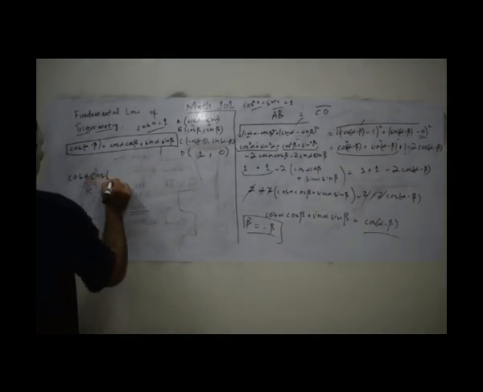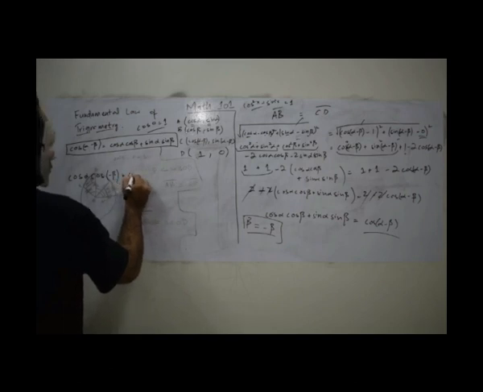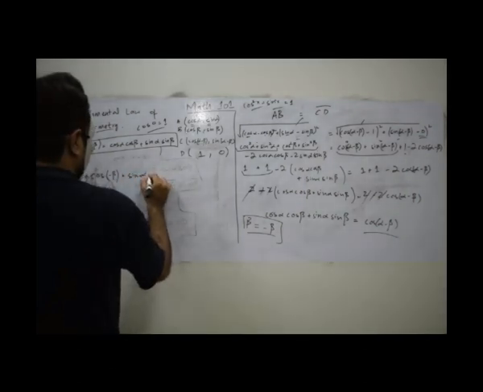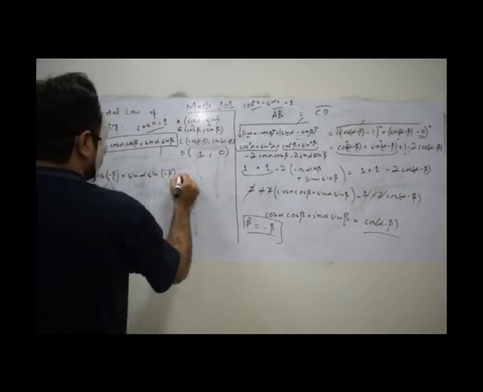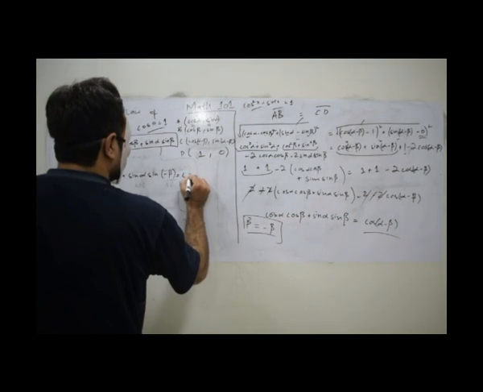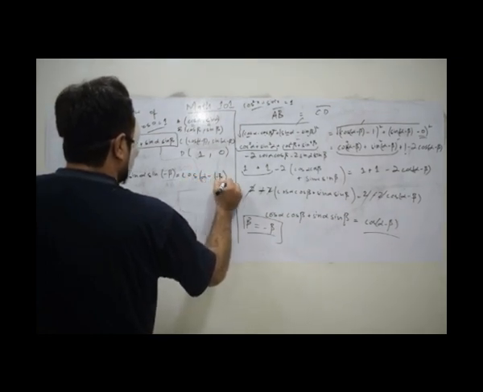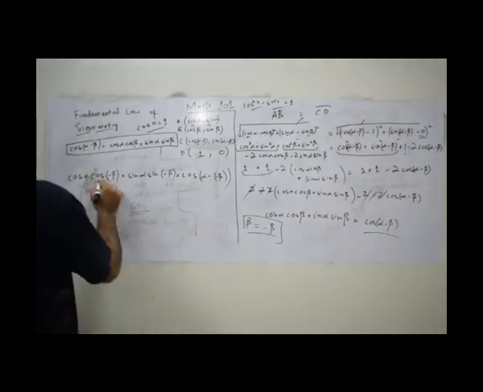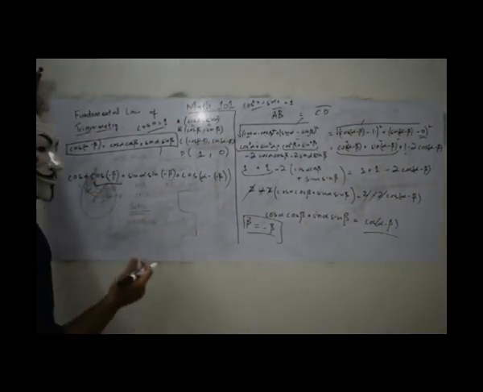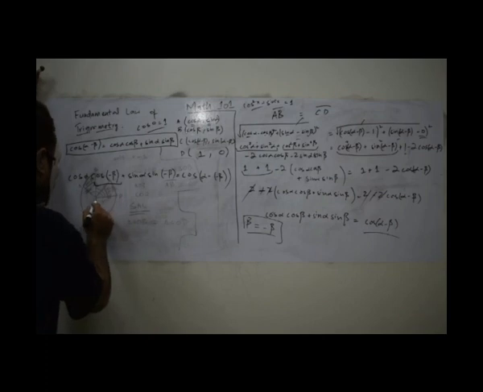Cos alpha cos minus beta plus sine alpha sine minus beta equals cos of alpha minus minus beta. So we know, let's just study a few things about the cos function.